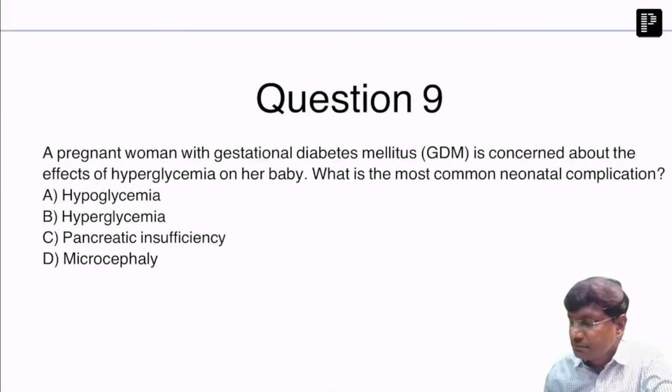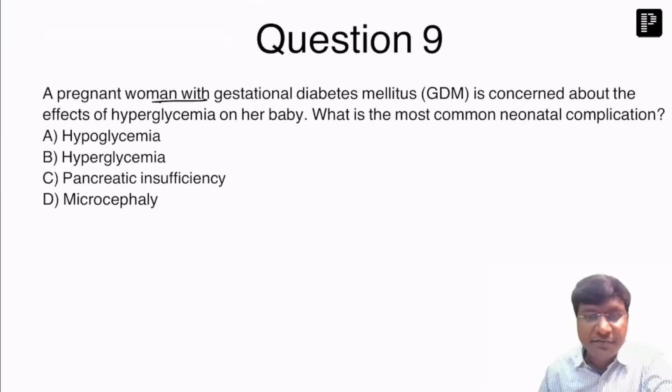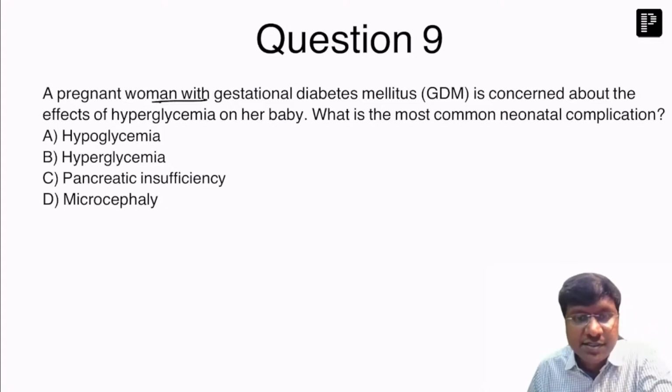Okay. Next. A pregnant woman with gestational diabetes mellitus is concerned about the effects of hyperglycemia on her baby. What is the most common neonatal complication? Hypoglycemia, hyperglycemia, pancreatic insufficiency, microcephaly.